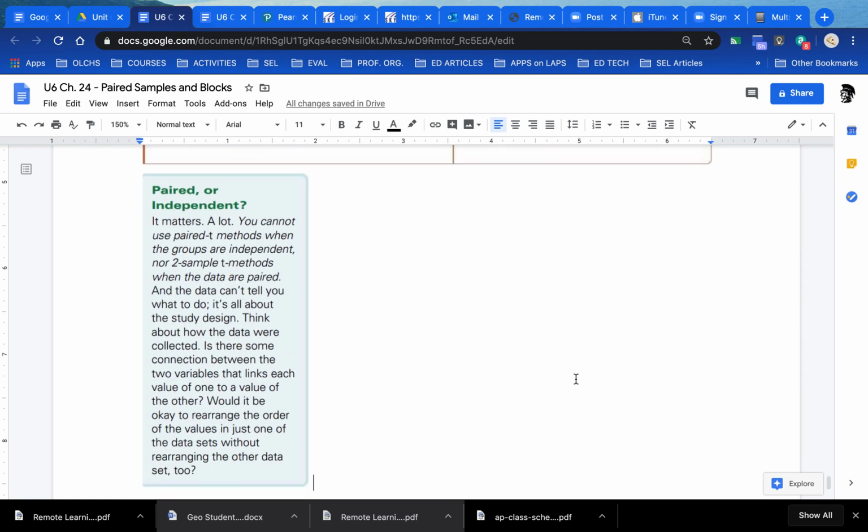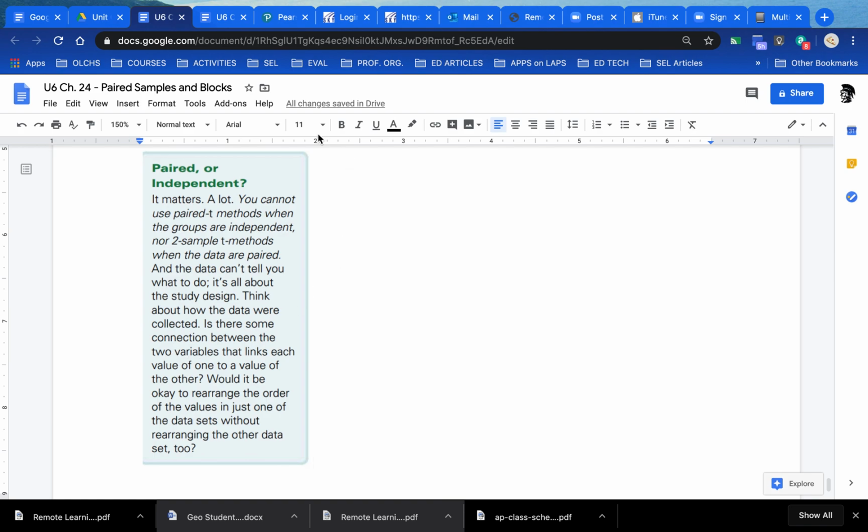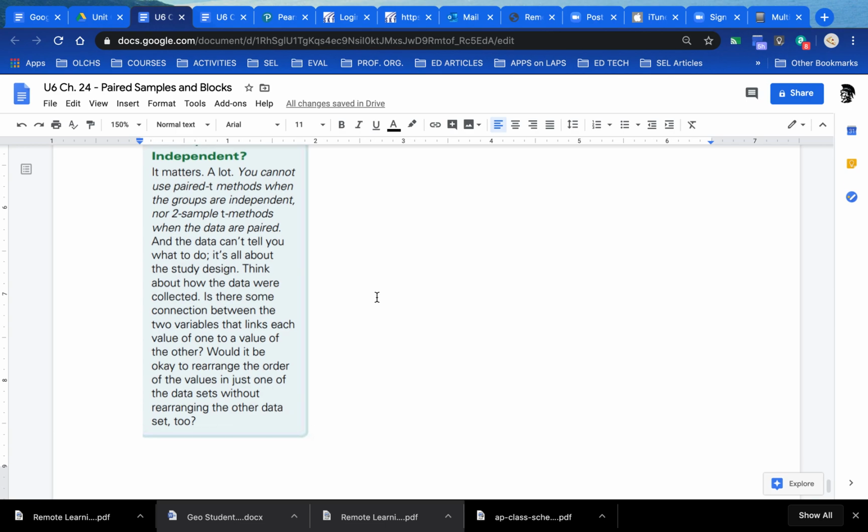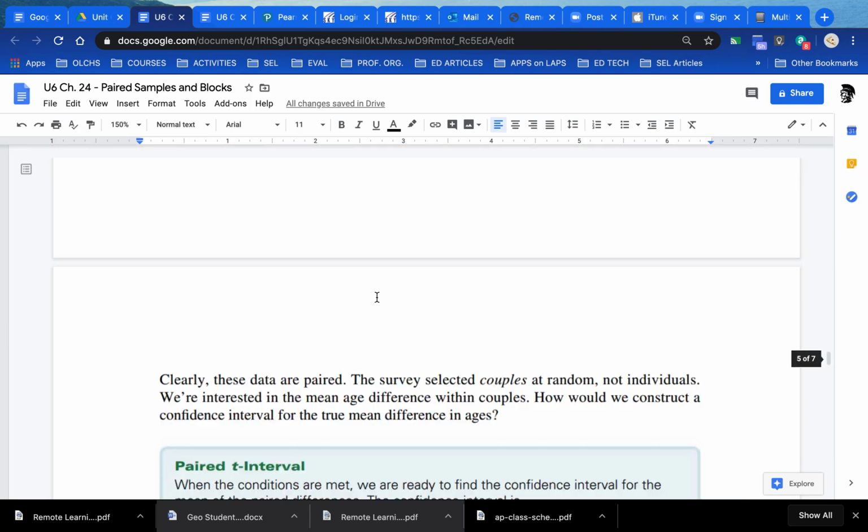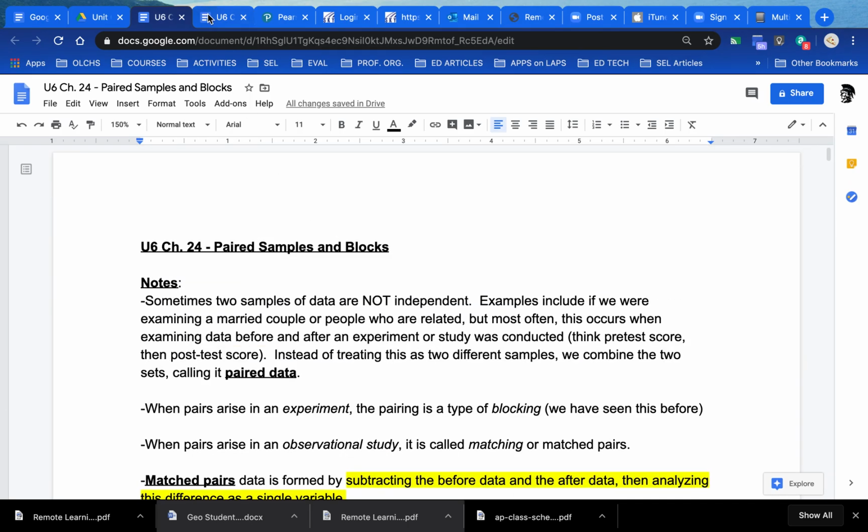So basically a little summary here. How do you know if it's paired or independent data? Again, think about the before and after effect. Think about if it's a husband and wife or some type of relative. In those cases, you would subtract and account for that as a single set of data and do a paired, like one sample t test or t interval. And if they are independent, then you would stick with the two sample t interval or t test that we did before spring break.